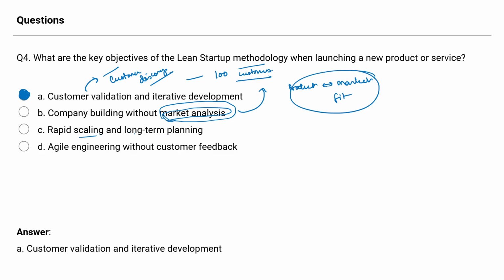Rapid scaling and long-term planning. See, rapid scaling requires a lot of effort. It will require a lot of finance, a big team, right? So when you are launching a new product or service, then this might not be the correct course of action. And the last one is agile engineering without customer feedback.